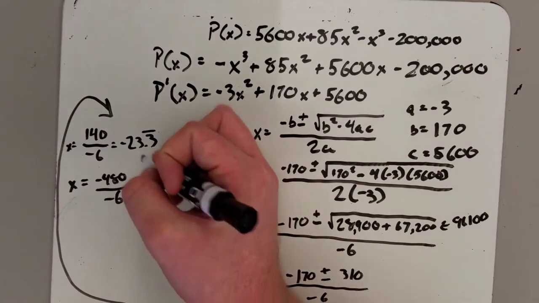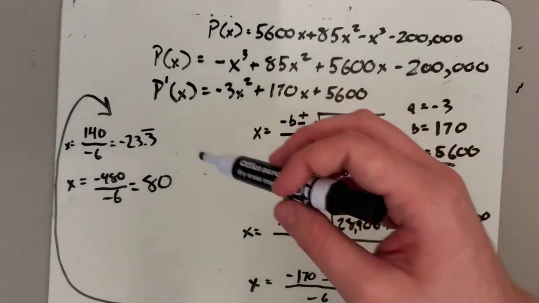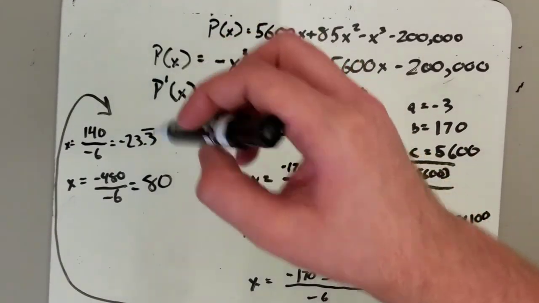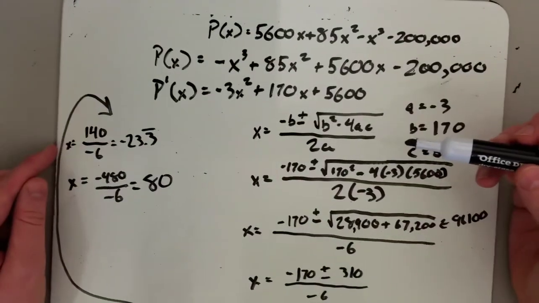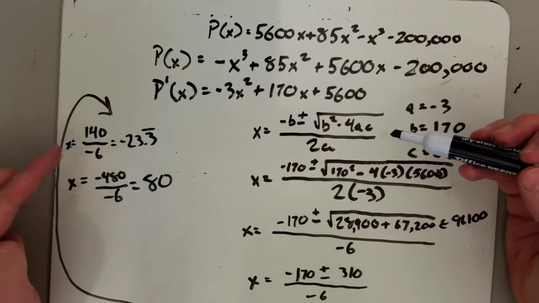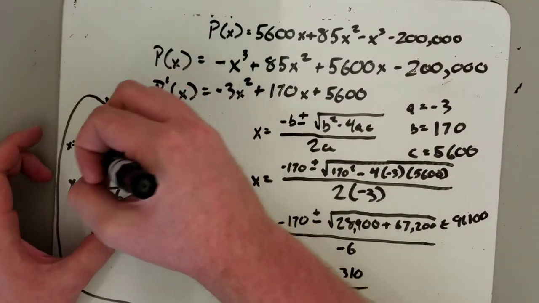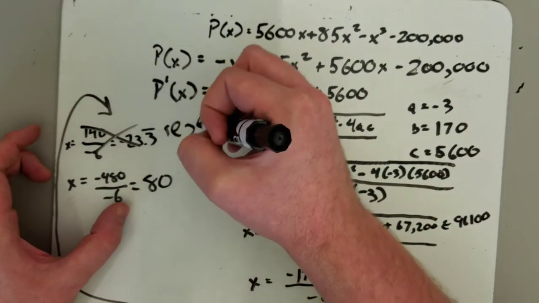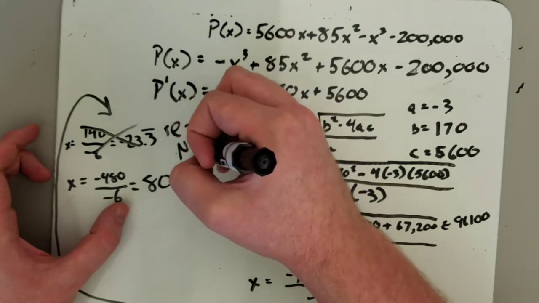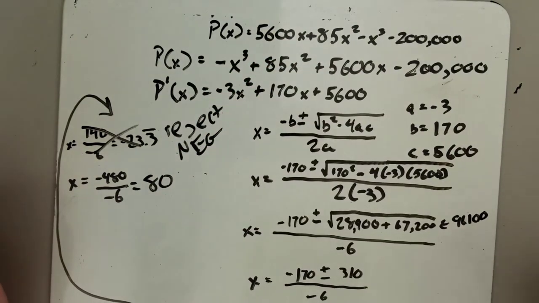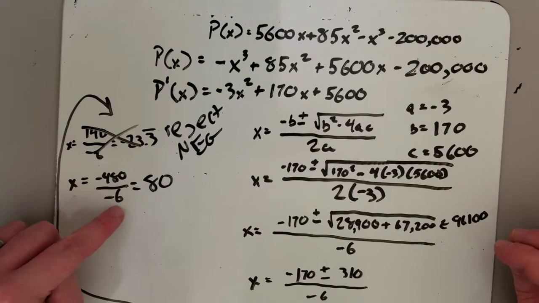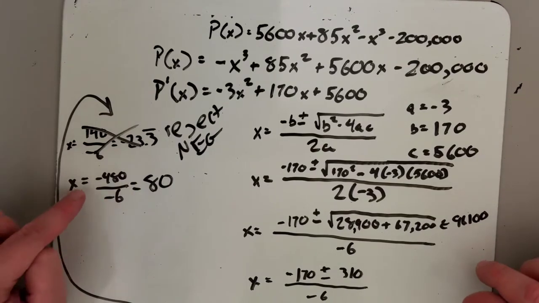Okay? The key part here is that we don't want the negative answer. The negative answer does us absolutely no good because, again, x is the number of products. Even though we're finding the slope here, x is still the number of products. We don't care about this, so we're going to reject this as a negative. Sorry about my handwriting. I don't teach English. So this is the number we want. This is the number of products.